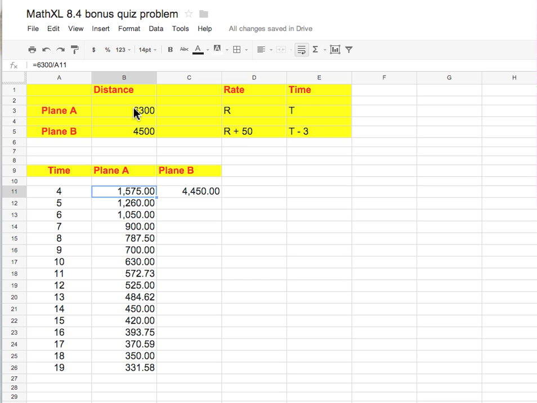And notice that we have distance is equal to rate times time. And if we know the distance and we know the time, we can find the rate. Simply, well, generically, we divide both sides by t, and we can solve for r. And so distance divided by time, that's what's going on with this whole column right here. I'm taking 6,300 and I'm dividing it by 4 to get a rate.